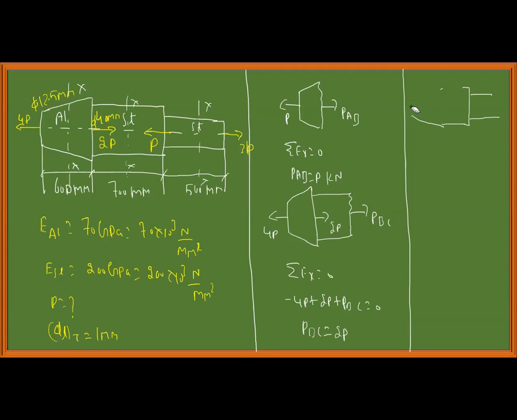Sir, in the first diagram it should come 4P. P of A. Oh, sorry. This is 4P. This is 2P. This is P. This is PCD.